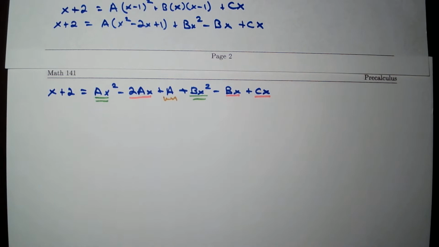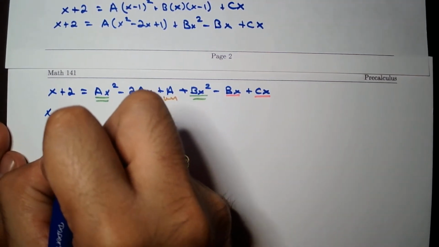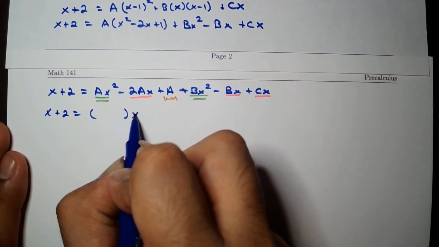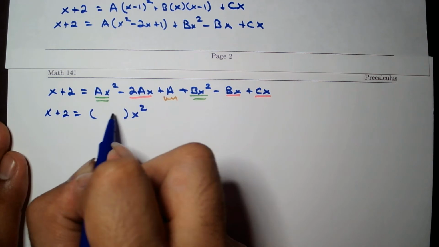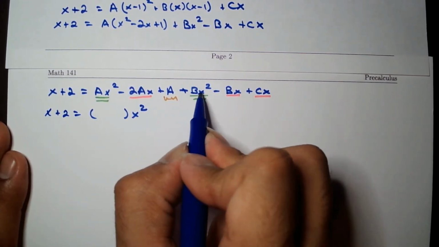Well, x plus 2 equals, well, I'm going to factor this together times x squared, but what is going to go inside? Notice we have some a plus b.